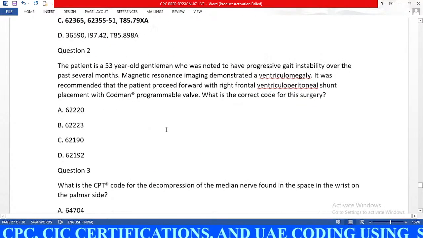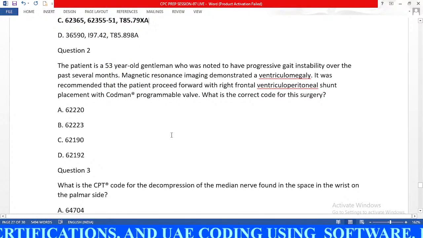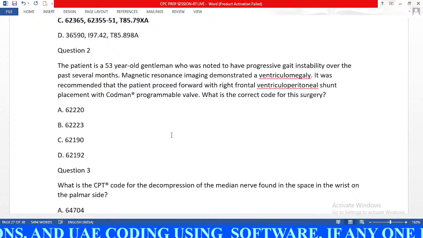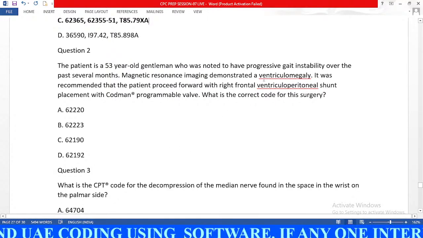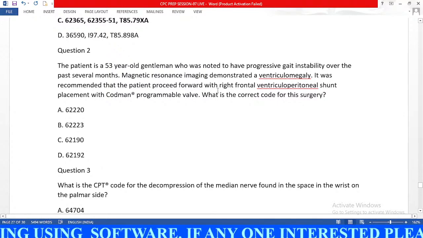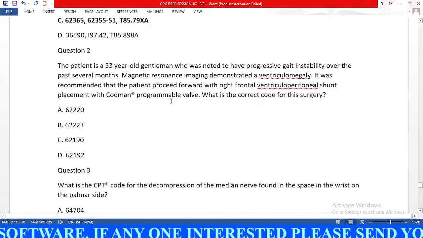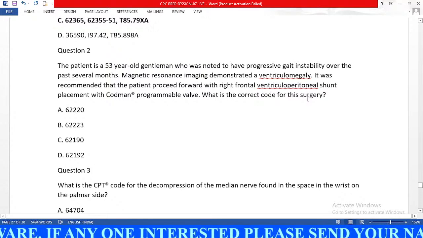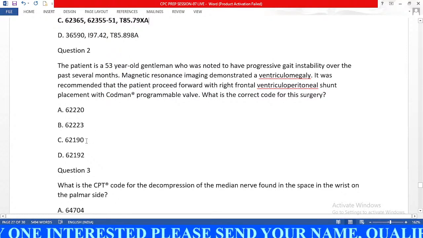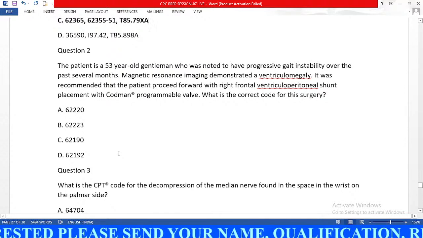So next question. The patient is a 53-year-old gentleman who was noted to have progressive gait instability over the past several months. Magnetic resonance imaging demonstrated ventriculomegaly. It was recommended that the patient proceed forward with right frontal ventriculoperitoneal shunt placement with Codman programmable valve. What is the correct code for this surgery? 62220, 62223, 62190, 62192. It is very easy. You can do it fast.